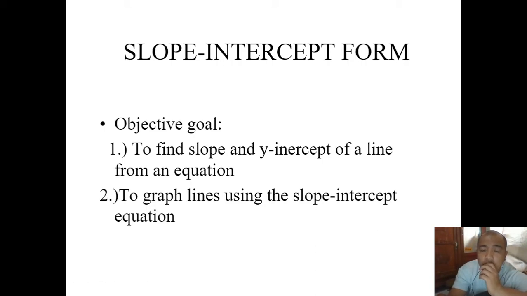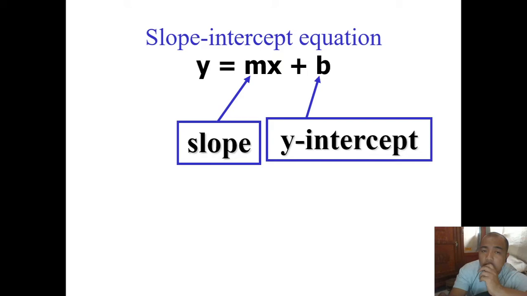Objective: to find the slope and y-intercept of a line from an equation, and to graph lines using the slope-intercept equation. We all know that the slope-intercept equation is y equals mx plus b. From this equation, we can determine the slope and y-intercept. m is the slope, b is the y-intercept.